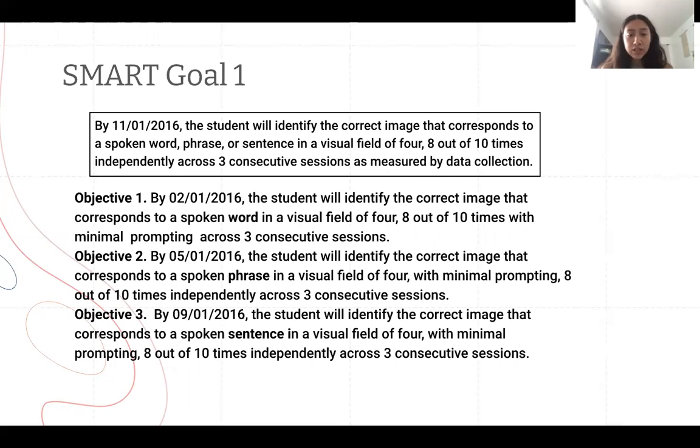And this goal was written with the purpose of improving the client's receptive language. We noted that the client did not do well in the formulated sentence subtest of the CELF-5. His score was 75, which was considered low on the interpretation of evaluation results. And that's why we did a goal that reflects that subtest. Next slide.